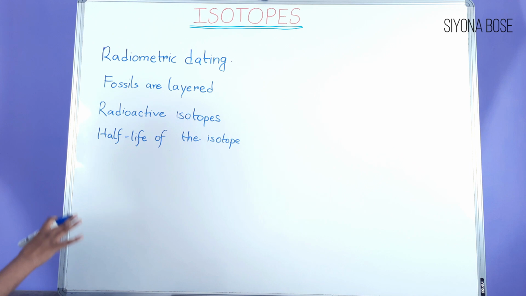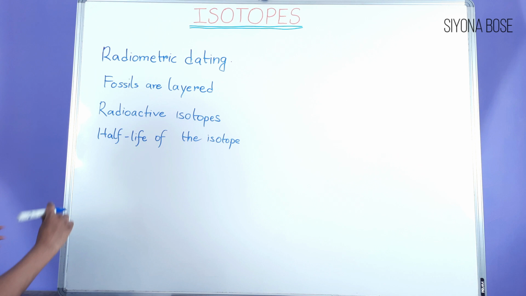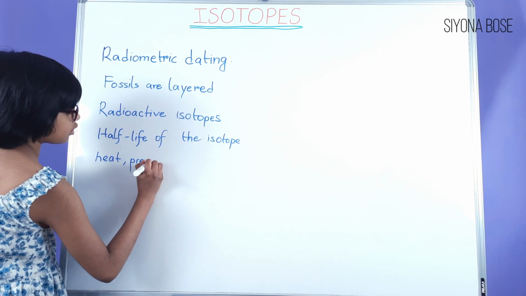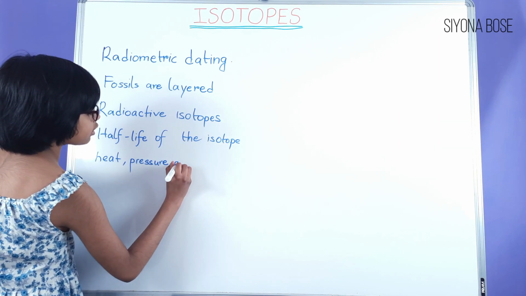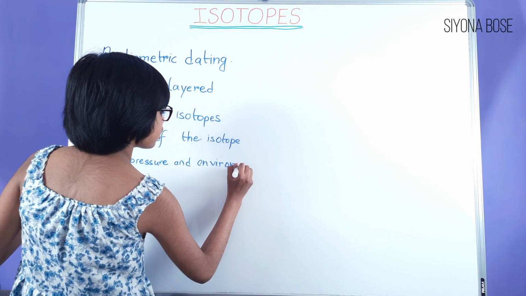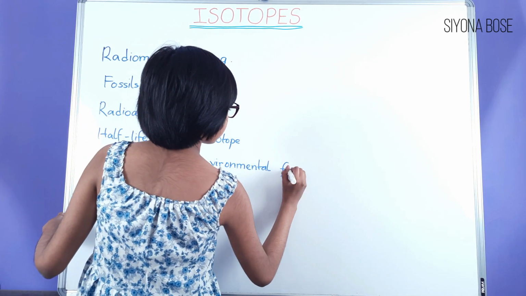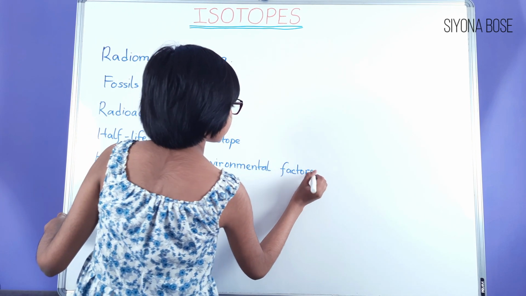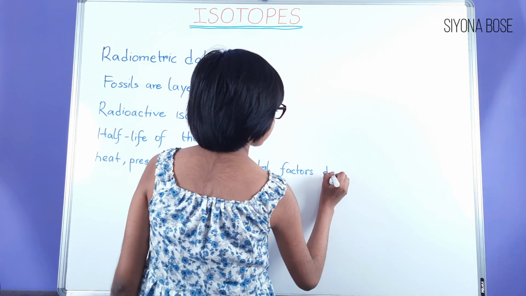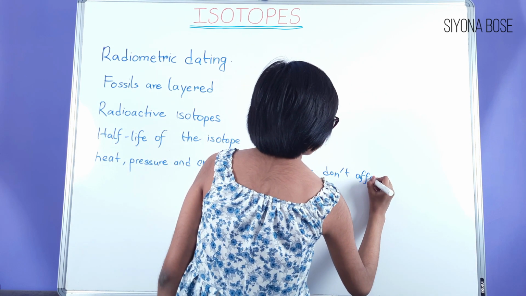Half-life is not dependent on any environmental conditions like heat, pressure, and other environmental factors. They don't affect the isotope or the half-life. It's just how it's supposed to happen.